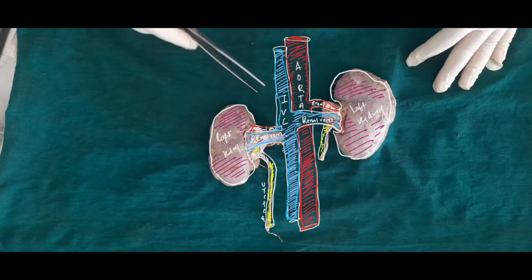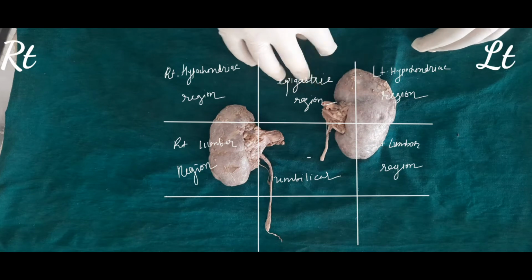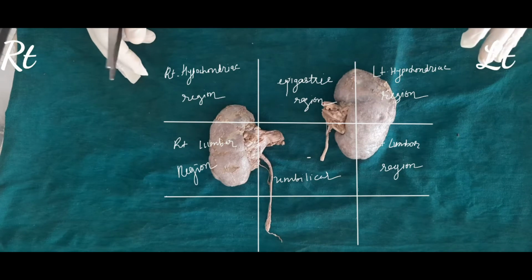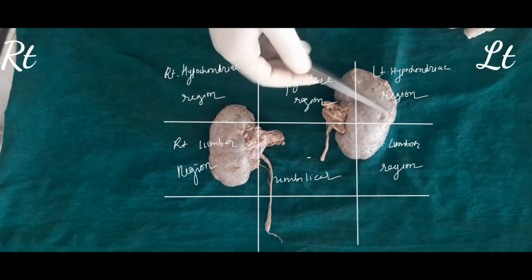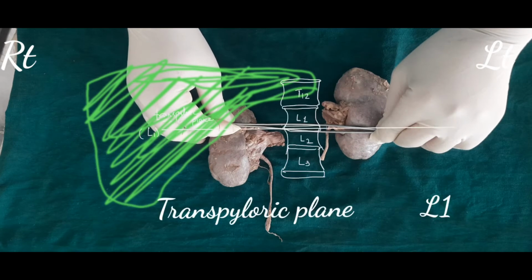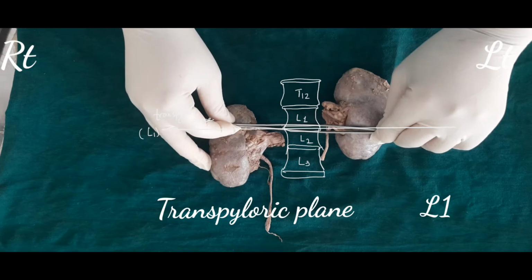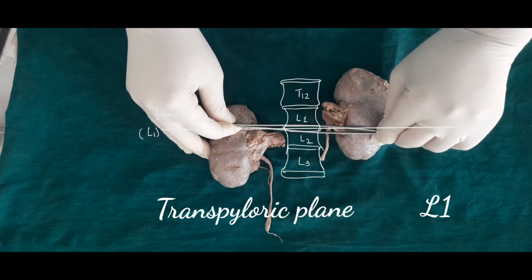Now location: both the kidneys are located in the left hypochondriac, epigastric, umbilical and lumbar region. The right kidney is slightly lower than the left kidney because of the presence of the liver here. Transpyloric plane passes at the hilum of both the kidneys, but because the right kidney is slightly lower than the left, the transpyloric plane passes from the upper part of the hilum of the right kidney and the lower part of the hilum of the left kidney.